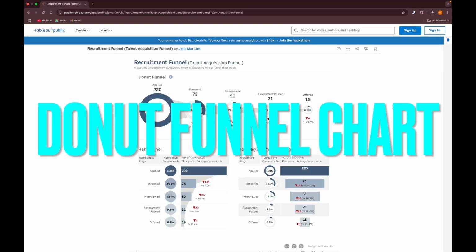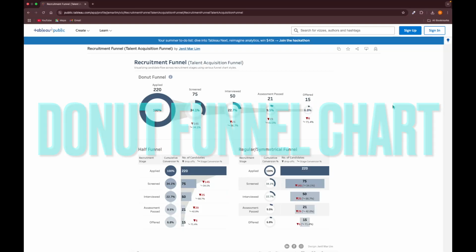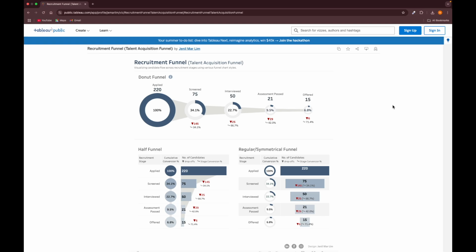Let's explore the talent acquisition funnel dashboard from Tableau Public. The most interesting thing that I can see on this dashboard is this particular chart for recruitment funnel, which shows a funnel-like structure from bigger donut to smaller one. Let's see how we can achieve a similar funnel-like structure for our use cases.